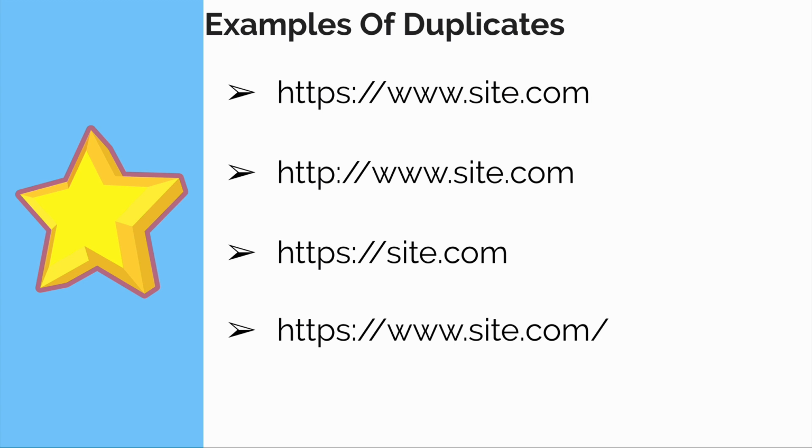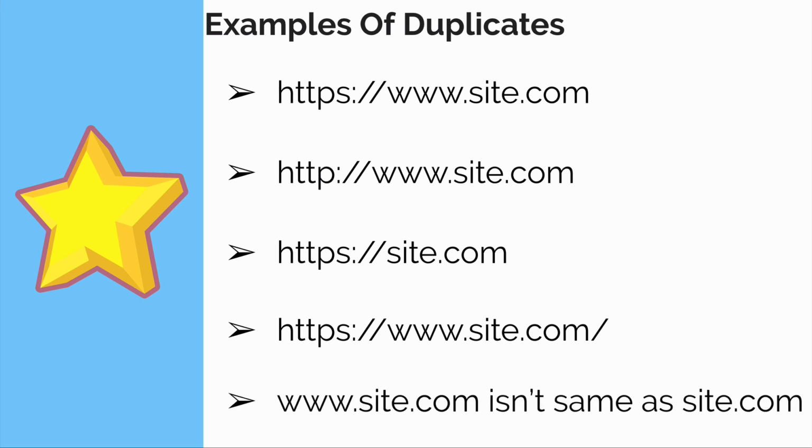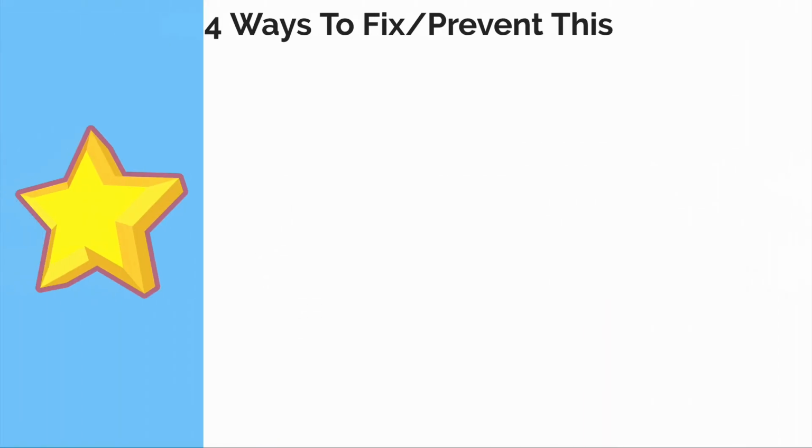And you would think Google is smart enough to realize this is the same thing. And I'm sure to some degree they are smart enough. But they leave it up to us to direct them to what we should do with their site. So keep in mind, www.site.com is not the same as site.com. So how do we fix this? There actually are a number of ways, 4 ways to fix or prevent this. I'm going to go over how to do this so that when you create your pages, you'll know exactly how to tell Google what to index and what not to index and what not to crawl at all.